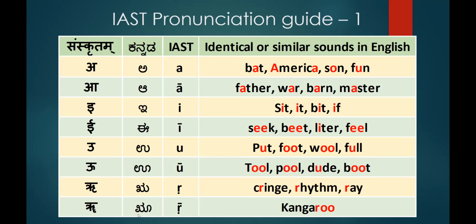Ru. That is R with a bar above and a dot below. So there are two diacritic marks for this particular alphabet. Like in kangaroo, roo. So that is almost the closest that we can find. This is the best example we could find. So let us go to the next set of alphabets.